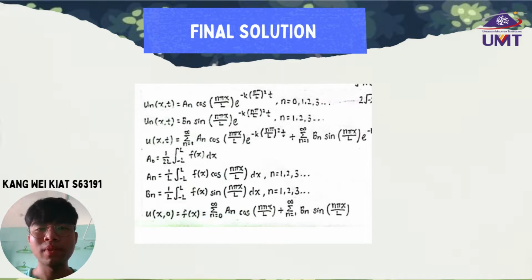a_0 = 1/(2L) times the integral from -L to L of f(x) dx. a_n = 1/L times the integral from -L to L of f(x) cos(nπx/L) dx, n = 1, 2, 3. b_n = 1/L times the integral from -L to L of f(x) sin(nπx/L) dx, n = 1, 2, 3. u(x,0) = f(x) = the sum from n = 0 to infinity of a_n cos(nπx/L) plus the sum from n = 1 up to infinity of b_n sin(nπx/L).